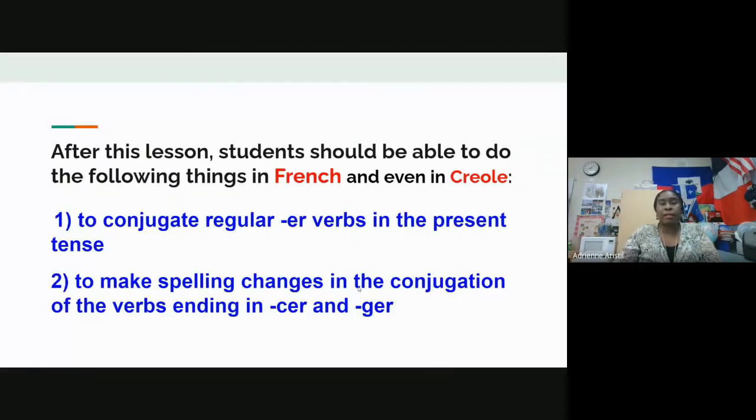After this lesson, students should be able to do the following things in French and even in Creole: to conjugate regular ER verbs in the present tense, and to make spelling changes in the conjugation of the verbs ending in CER and GER.